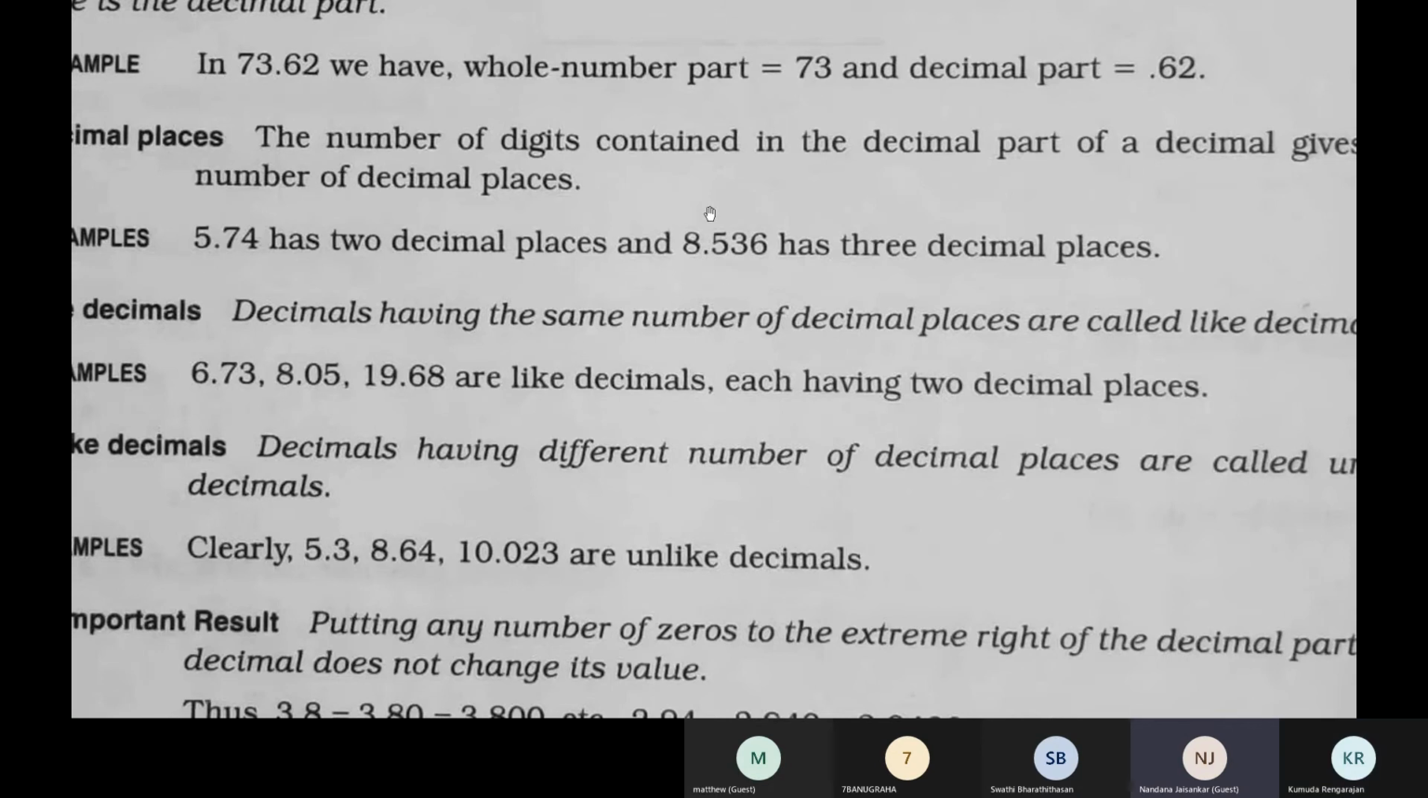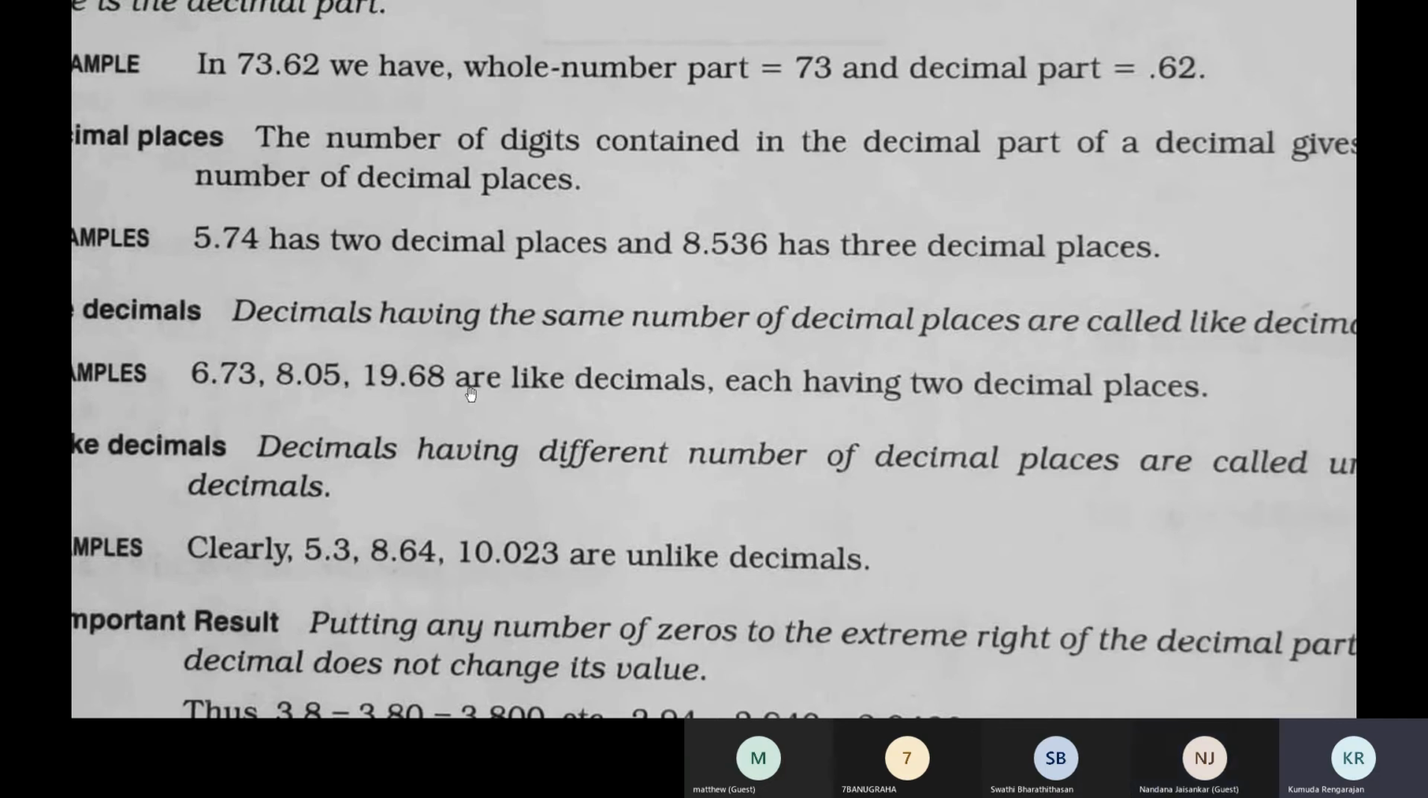Ma'am, 8 into 1 plus 5 into 1 by 10 plus 3 into 1 by 100 plus 6 into 1 by 1000. Very good. Who is this? Nandana, ma'am. Very good, Nandana.